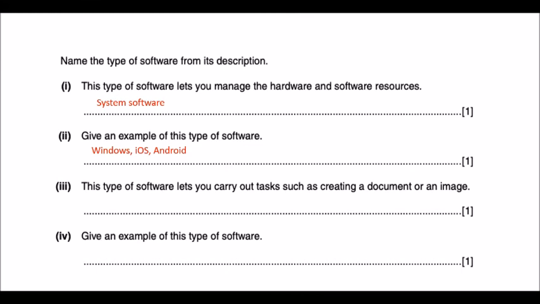Then this type of software lets you carry out tasks such as creating a document or an image, a specific task. What is that? It's application software, and very good examples are Google Chrome, Microsoft PowerPoint, Excel, and some other types of software.